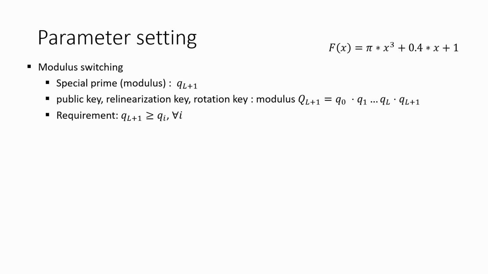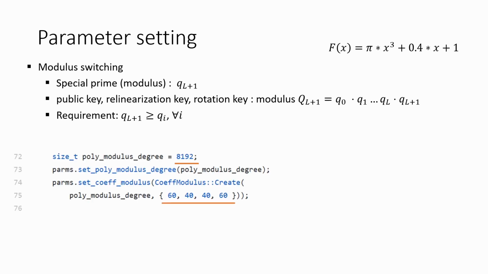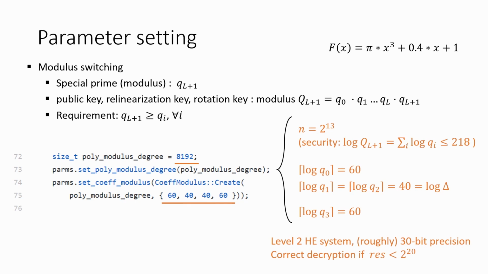To minimize the noise growth of the operation. So I'm going to skip some details, but just remember that there's a special prime, and it is not for ciphertext. And in this example code, the ring dimension n is 2 to the 13. And for the security region, log Q_{L+1} should be bounded by 218 to ensure the security.